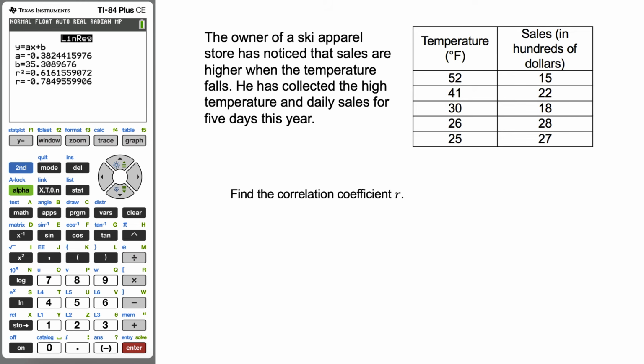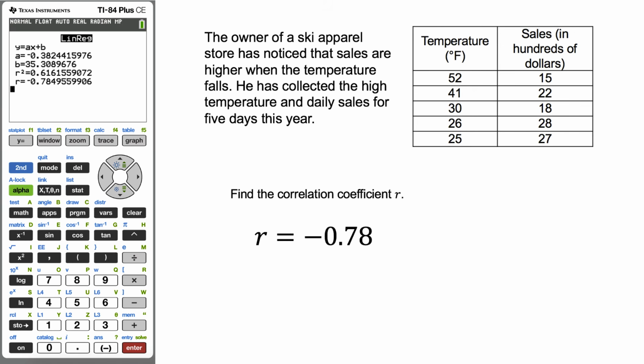Here we see the A and B for the linear regression, and also R, negative 0.78, rounded to 2 decimal places. This tells us that the relationship between temperature and ski apparel sales is negative. As temperature decreases, sales increase. One of the things you'll notice is that the slope of the regression, A, is also negative. The slope of the regression line and the correlation both tell us about the direction of the relationship between our variables, so they'll always have the same sign. In this example, a negative correlation makes sense. People ski more in colder weather, so it makes sense that sales of ski apparel would be higher.